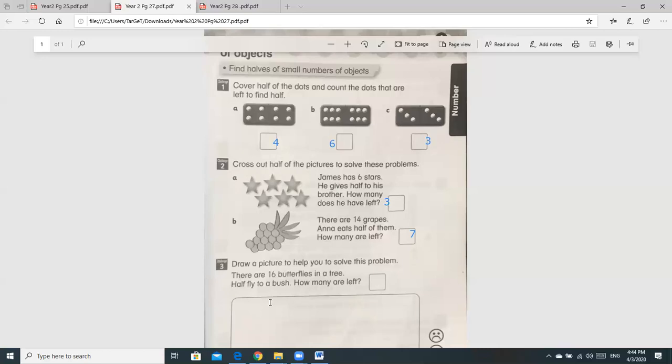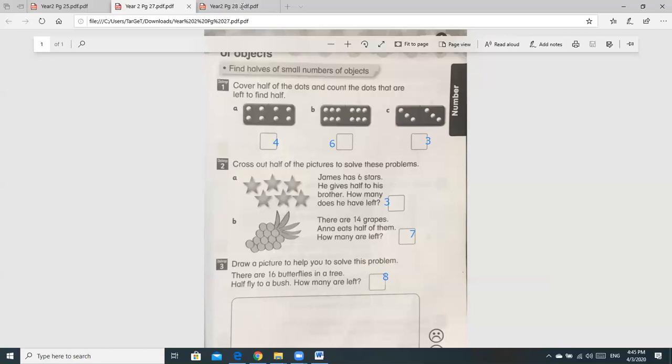Challenge 3, draw a picture to help you to solve this problem. There are 16 butterflies in a tree, half fly to a bush. How many are left? You can draw it by yourself. Draw 16 butterflies in a tree and let half of them fly. How many are gonna be left? What's half of 16? 8. Excellent. Half of 16 is 8. So if I draw a tree and above the tree I draw 8 and 8 flies.